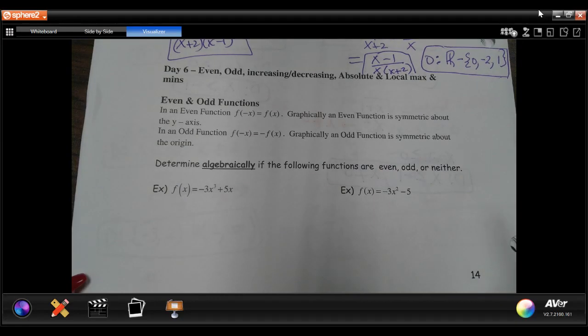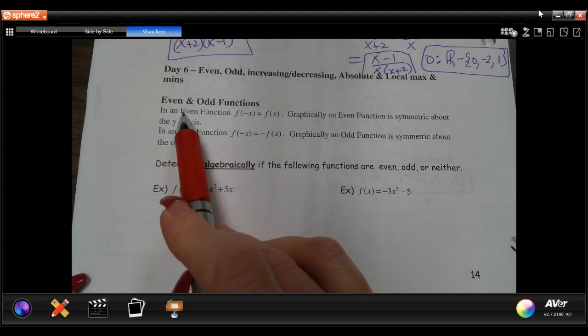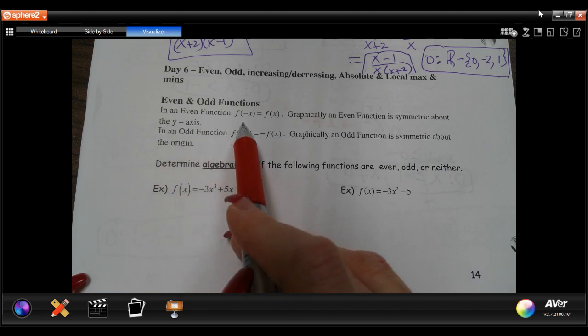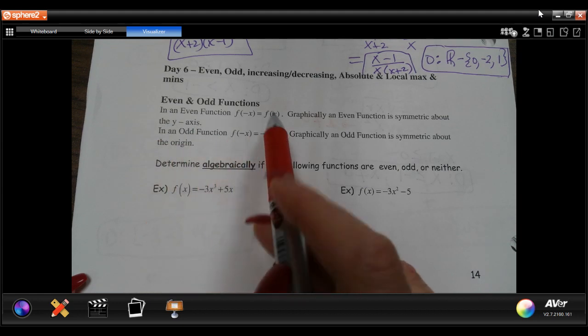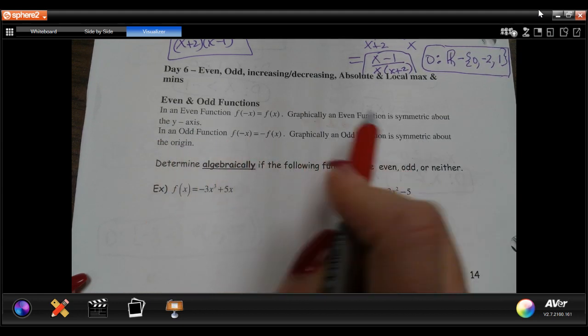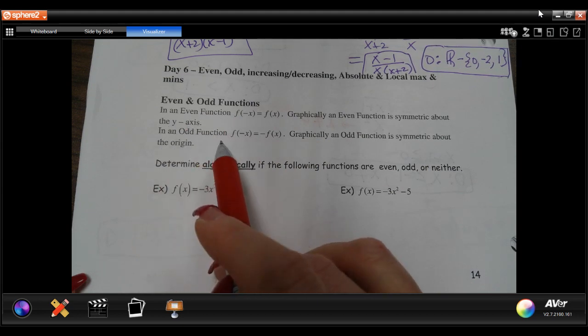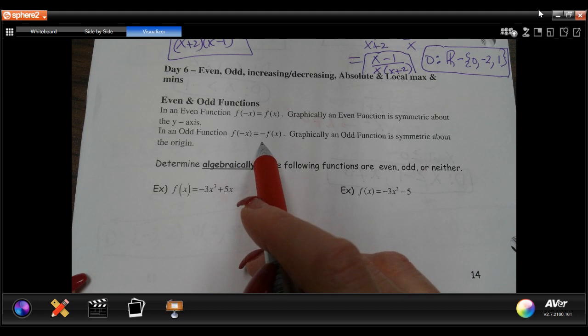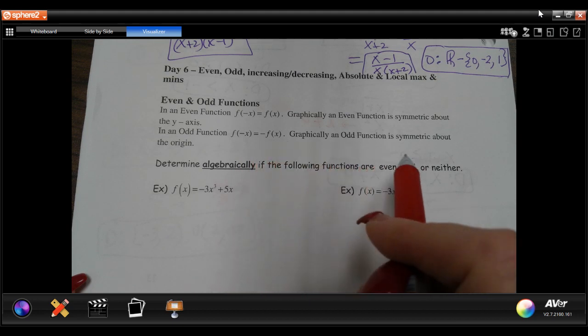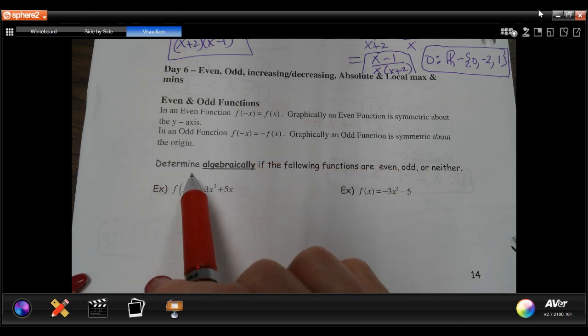Basics, even and odd functions, increasing, decreasing, absolute and local maximums and minimums. For even and odd functions, it says in an even function, f of negative x equals f of x. Graphically, an even function is symmetric about the y-axis. In an odd function, f of negative x equals the negation of f of x. Graphically, that would be symmetric around the origin.